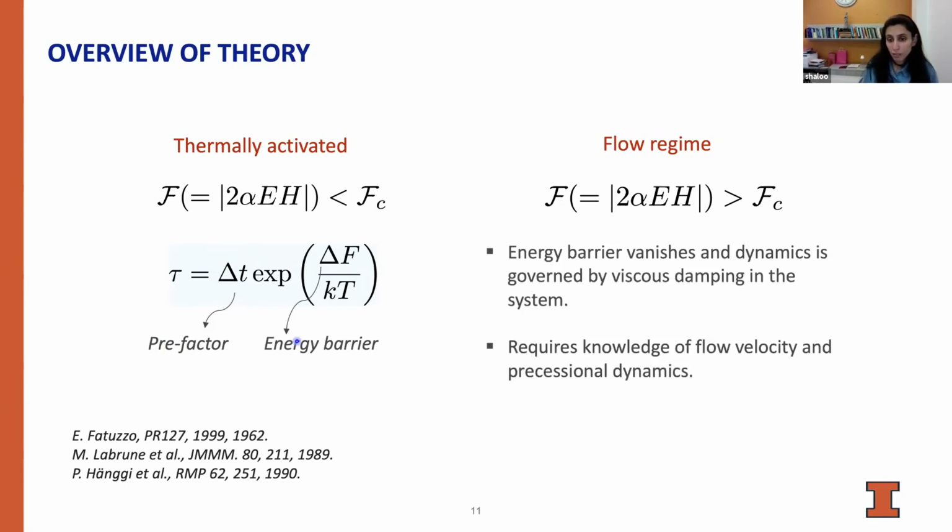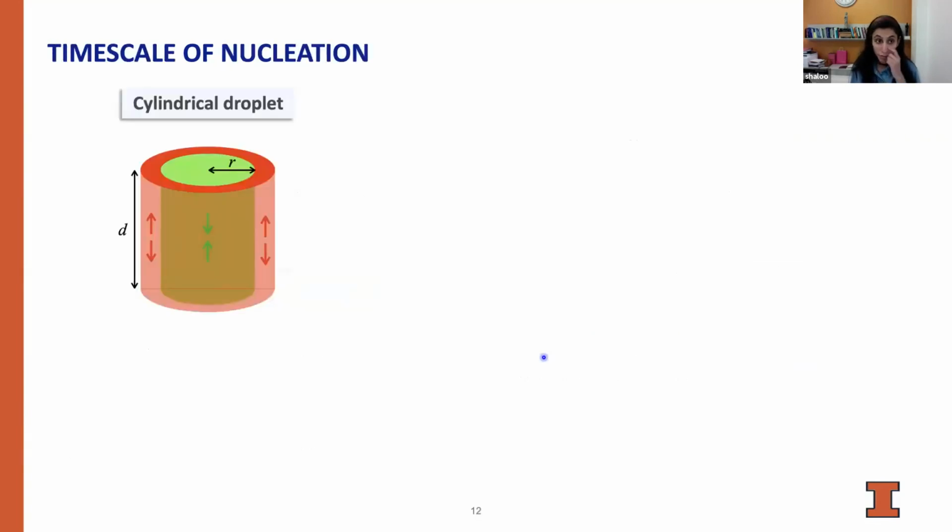And then in the flow regime, we do not have any energy barrier. And so here, our dynamics is simply governed by viscous damping in the system. So for this case, we need to understand how fast the domain wall is moving, or in the case of coherent rotation, what would the damping of that precessional dynamics look like? So that's the general overview between these 2 systems.